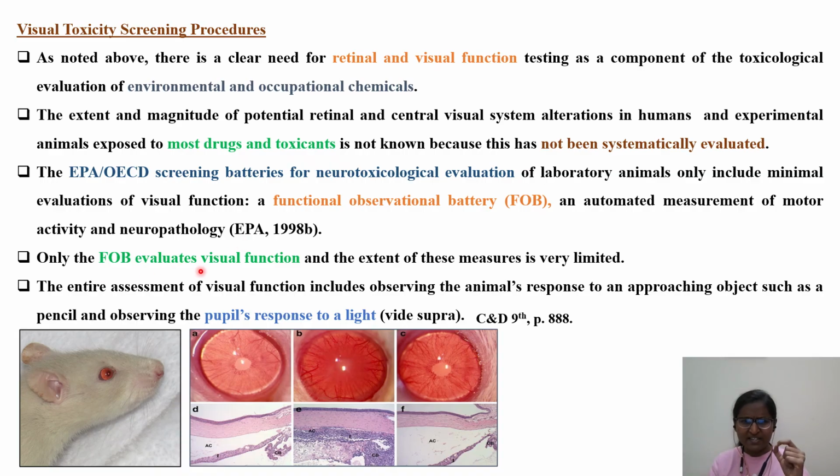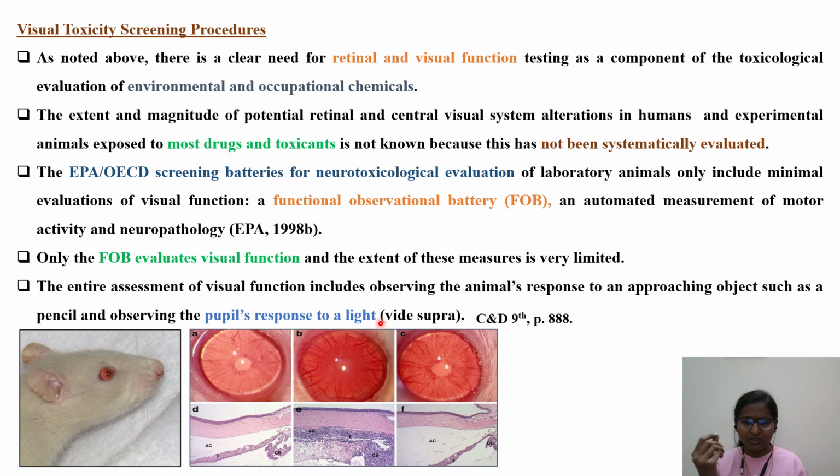Only the FOB evaluates the visual function, so our question was also with respect to that. Only the FOB evaluates visual function, and the extent of these measures is very limited. The entire assessment of visual function includes observing the animal's response to an approaching object such as a pencil, and observing the pupil's response to light. So only two things are there. One is that they try to bring an object near the eye.